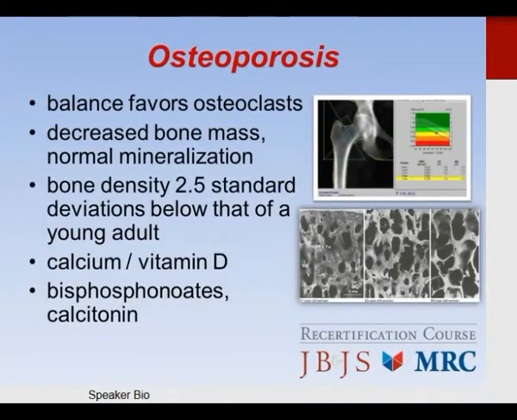Osteoporosis is obviously something that all of us see daily in our practice. This is a condition in which the bone metabolism balance favors the osteoclasts. These patients actually have normal mineralization of their bone, but decreased bone mass, defined as bone density 2.5 standard deviations below that of a young adult. So you're comparing these patients to young adults. The treatment is important to supplement calcium and vitamin D in their diet, and medications include bisphosphonates and calcitonin to treat this.